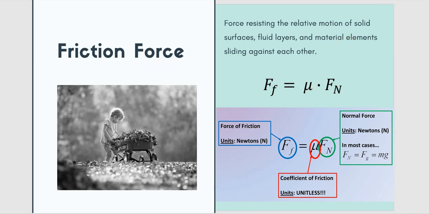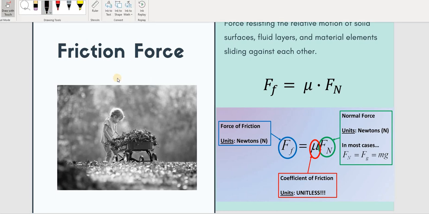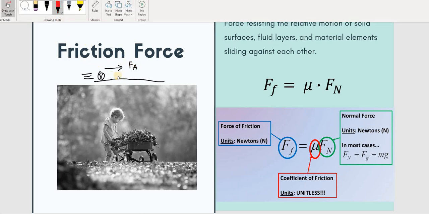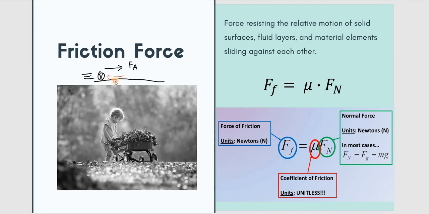So if an object is moving, for example, you have this ball moving towards this direction. The motion of the ball is towards this, so that is the motion caused by the applied force. Therefore, your frictional force is here, opposite the direction of the motion of the object. This applies to solid surfaces, fluid, or any material that are sliding against each other.